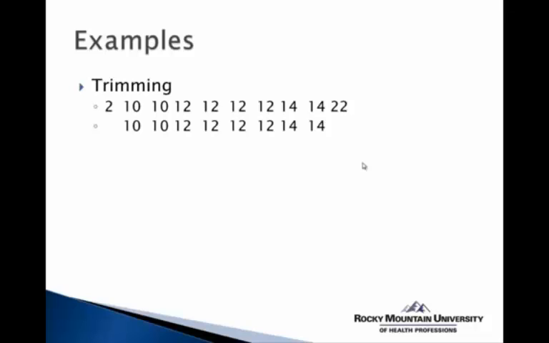Now it would be a smaller distribution, a smaller sample, but we've now eliminated those outliers and our distribution is more likely to be normal as opposed to being skewed.